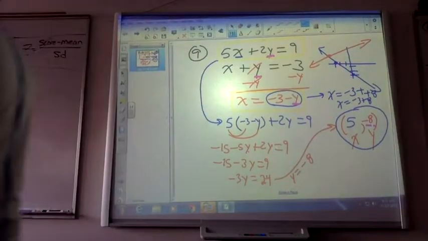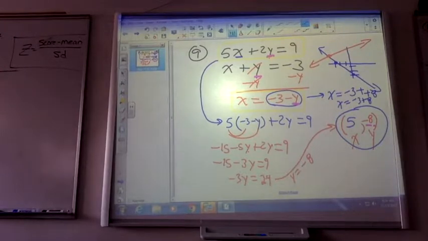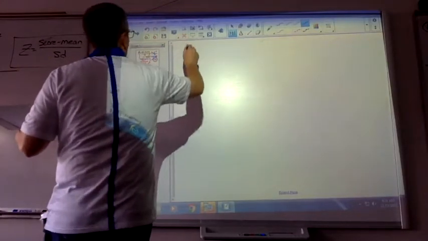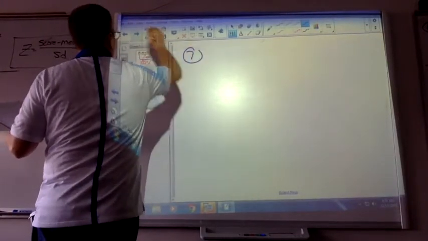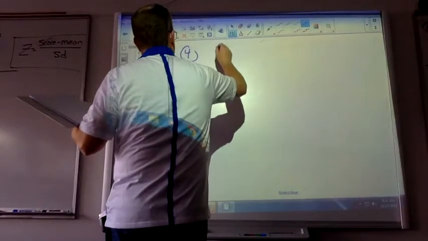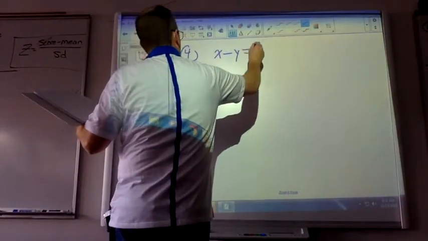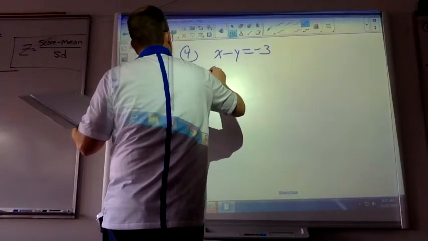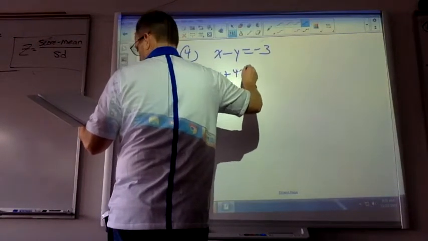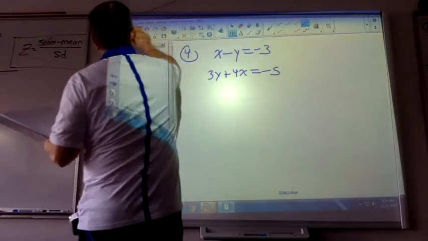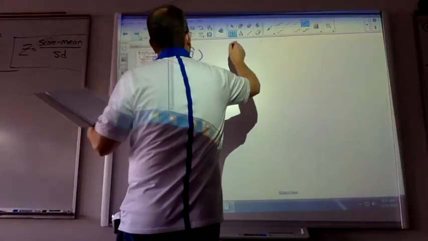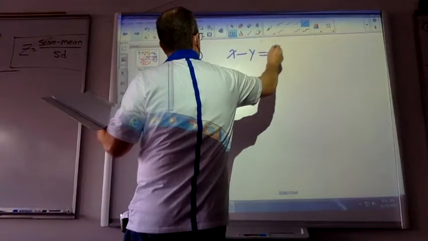Perfect. Other questions that we might have come across on page 144. Yeah. 4 and 7. Cool. Number 10, okay, we'll get there in a second. Number 4 and number 7. All right, number 4, I have x minus y is equal to negative 3, 3y plus 4x is negative 5. And then number 7 is x minus y equals negative 3.